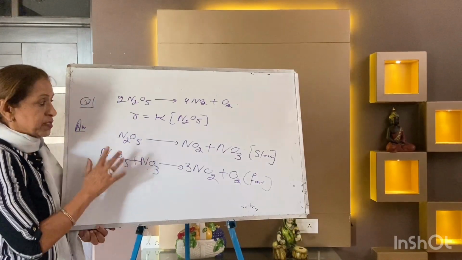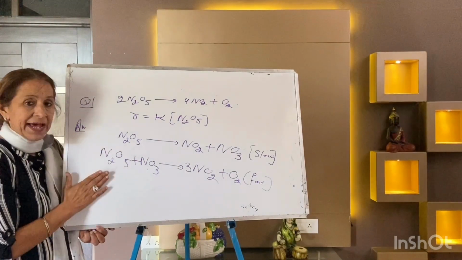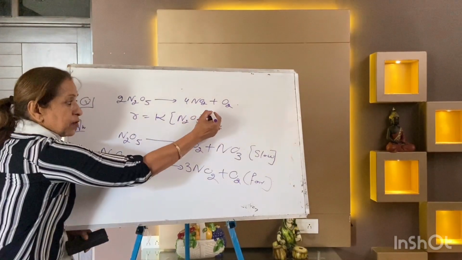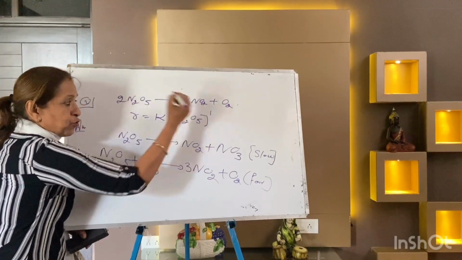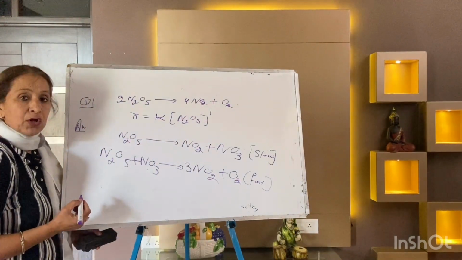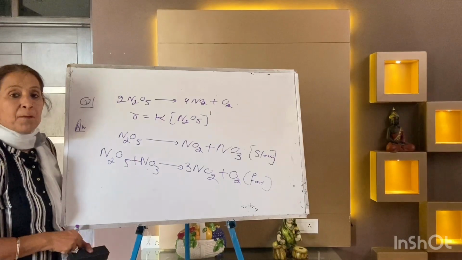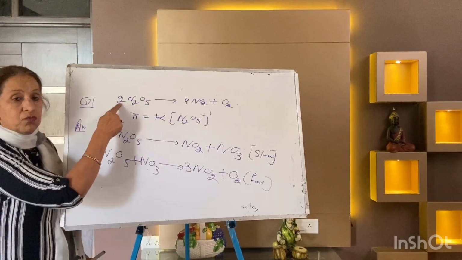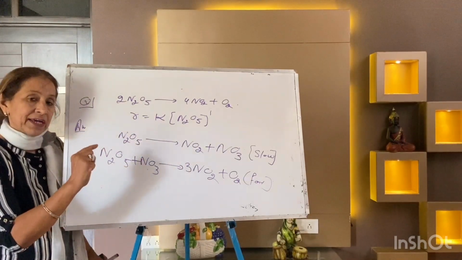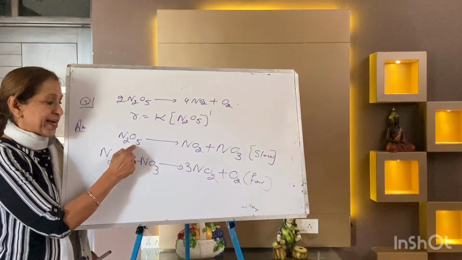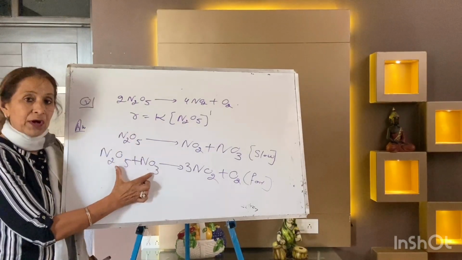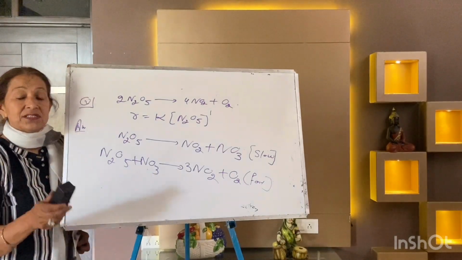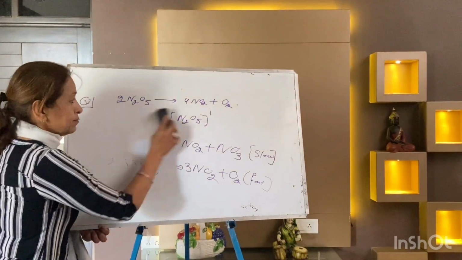Now, many of the questions may ask about the mechanism. Now, the question is, what is the order? Order is 1. Order is always calculated from the rate equation. Molecularity of the complex reaction has no meaning. If anybody asks you what is molecularity, you will never say 2. You will say: each reaction has its own molecularity. This reaction has molecularity 1. This reaction has molecularity 2. Molecularity of the complex reaction has no meaning at all.